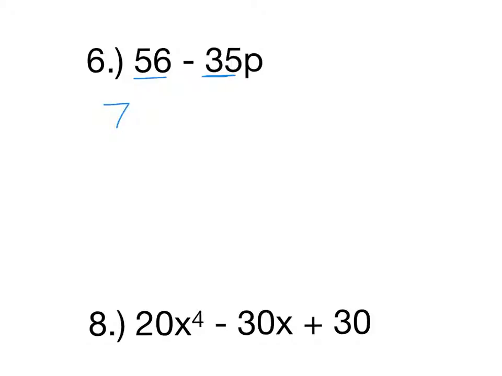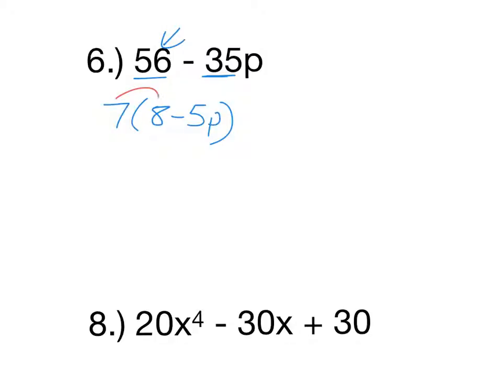I'm sorry, before we do that, can we take out a p? No, because this term here does not have a p. So if we take out a 7, it would be 56 divided by 7, which is 8, right? It's 8 minus 35 divided by 7 is 5, and then we did nothing with the p, so we just bring it back down.